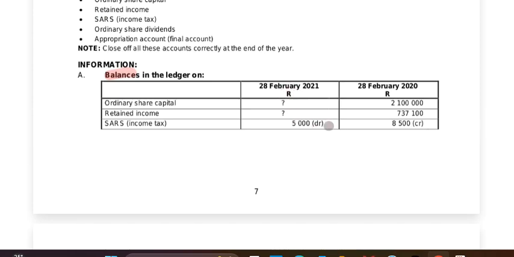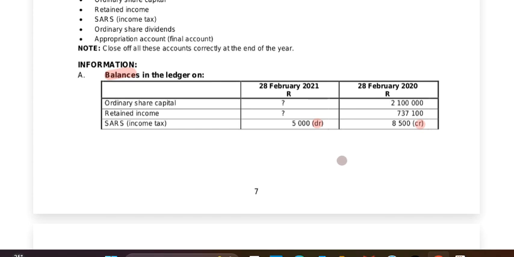let's first look through these balances. So you have ordinary share capital and retained income. These will be credit balances as usual because they're under capital. And then you have SARS income tax. You're told the opening balance is a credit balance. So that means we owe SARS. We owe SARS 8,5, and then 5,000 as a debit balance, meaning we are owed a refundable.